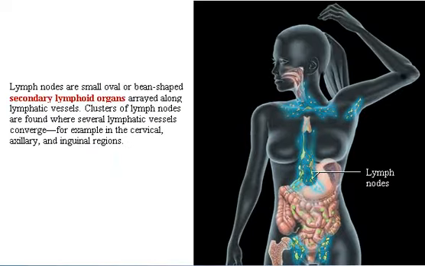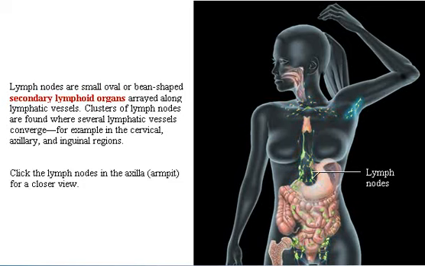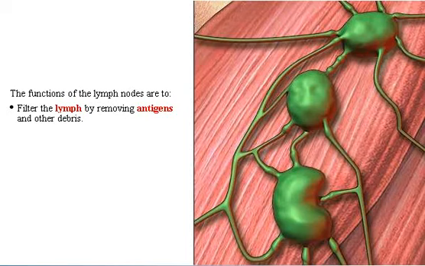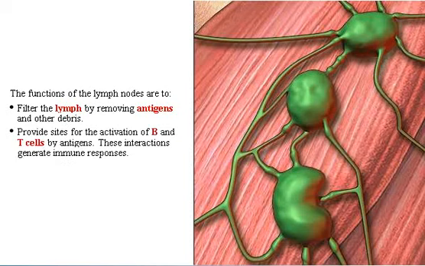The lymph nodes are small, oval, or bean-shaped secondary lymphoid organs embedded in connective tissue and arrayed along lymphatic vessels. Clusters of lymph nodes are found where several lymphatic vessels converge, for example in the cervical, axillary, and inguinal regions. Click the lymph nodes in the axilla, or armpit, for a closer view. The functions of the lymph nodes are to filter the lymph by removing antigens and other debris that may have entered the lymph, and to enable B and T cells to be activated by antigens. These interactions generate immune responses.